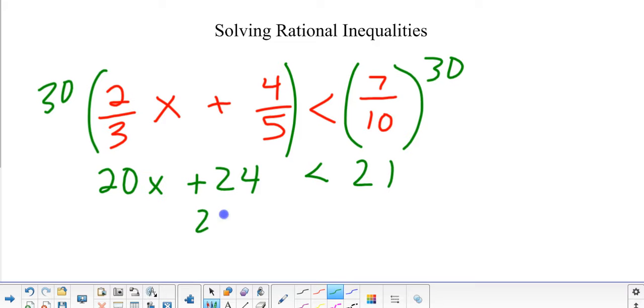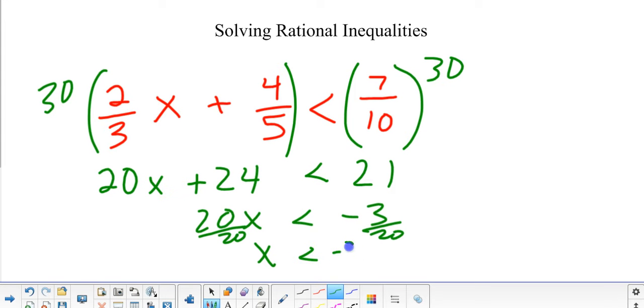Subtract 24 to both sides. Divide both sides by 20. And dividing by positive 20, so the sign doesn't change again. It's still a less than. And this seems like a division I don't want to do. So I'm not going to do it. Negative 3/20. Bravo.